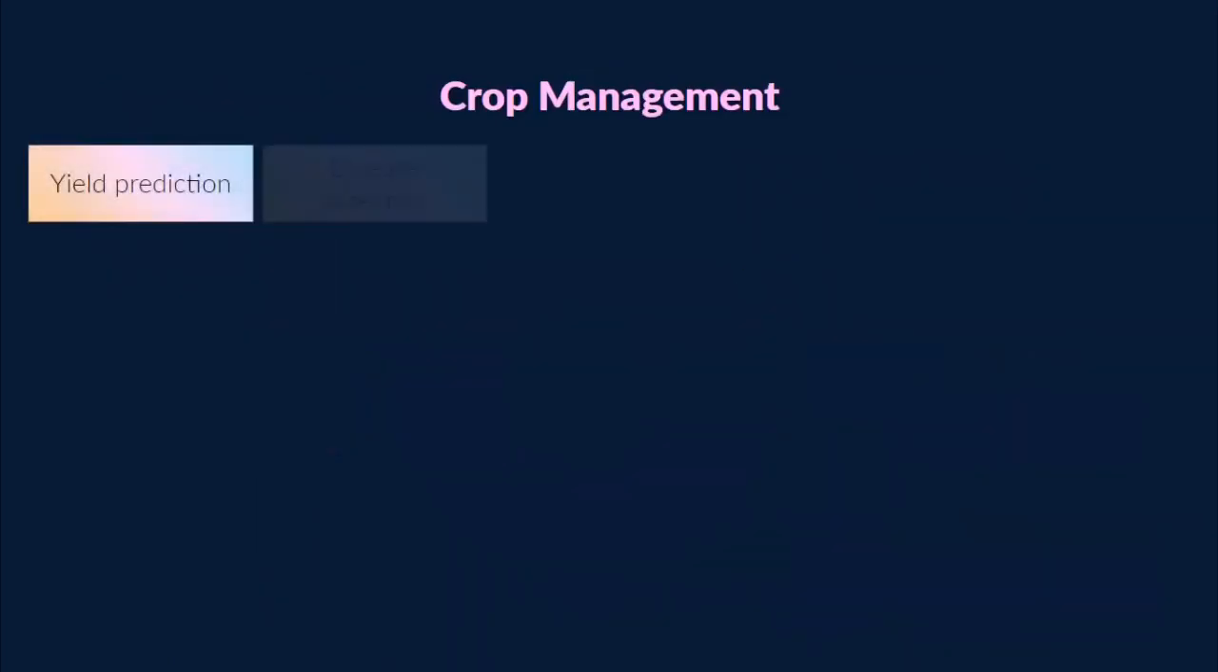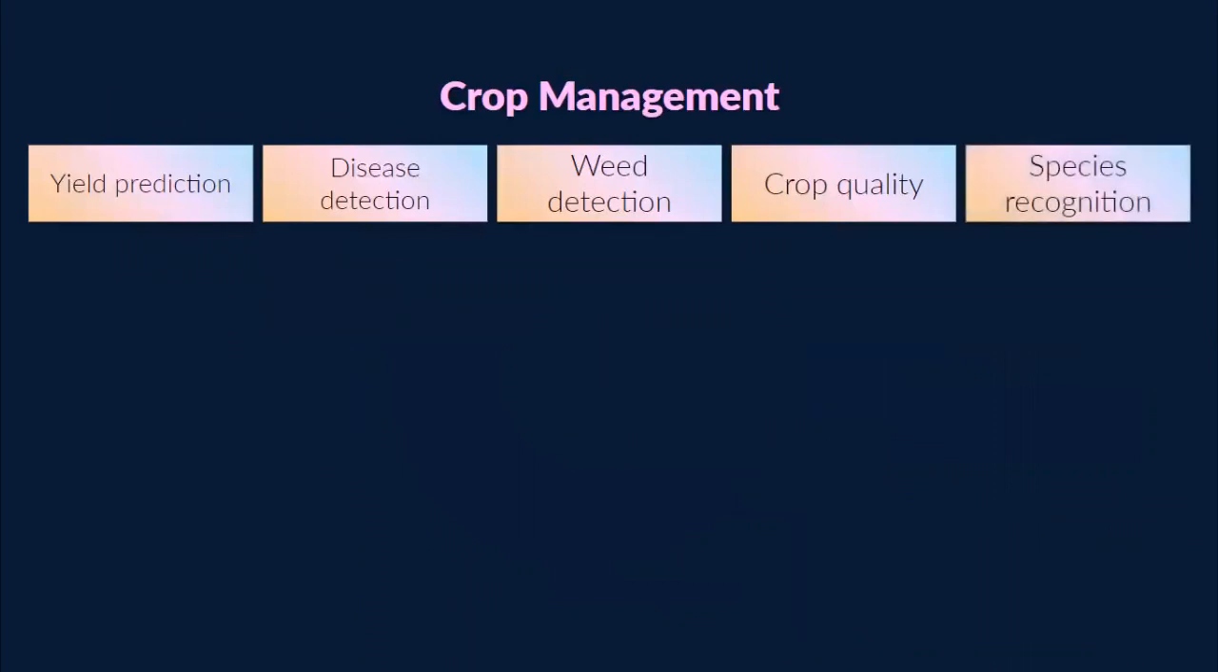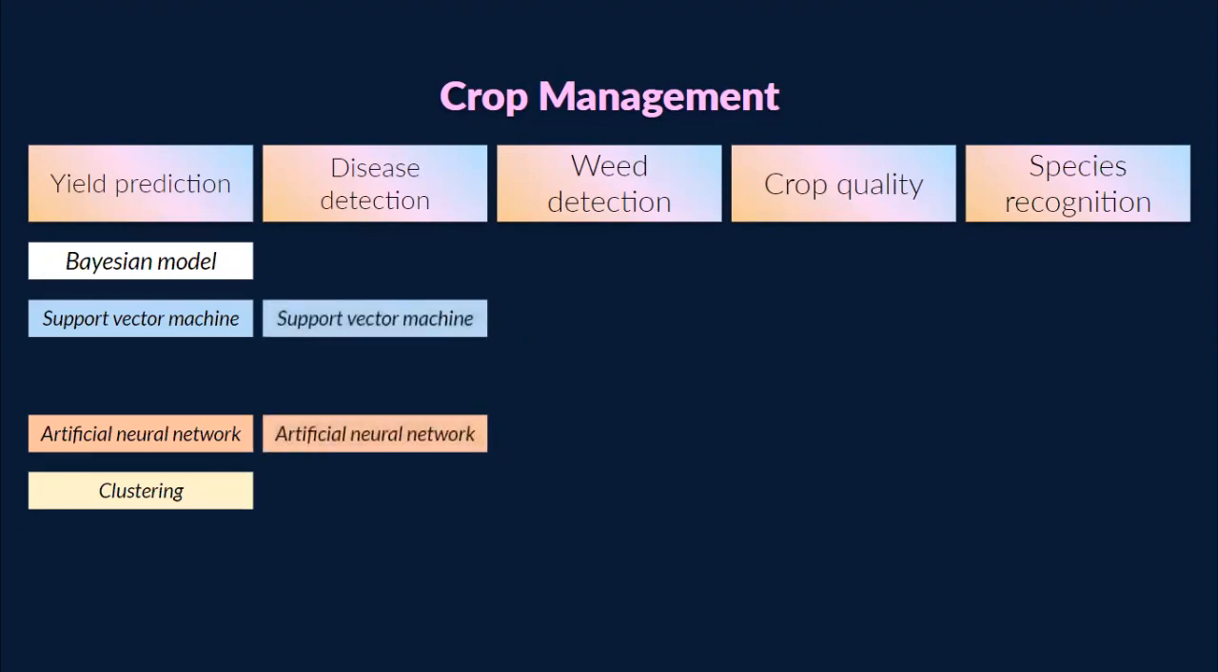In crop management itself, there are a few subcategories that have implemented these machine learning models. First is yield prediction, disease detection, weed detection, crop quality, and also species recognition. In yield prediction, there are four types of learning models applied, and the main learning model is artificial neural network. Next we have disease detection, which applied artificial neural network and support vector machine as the learning model.